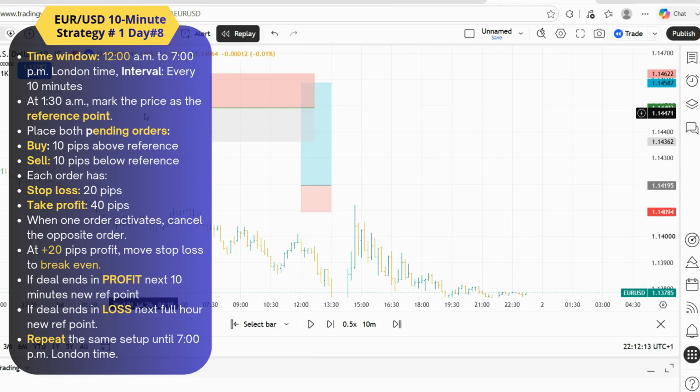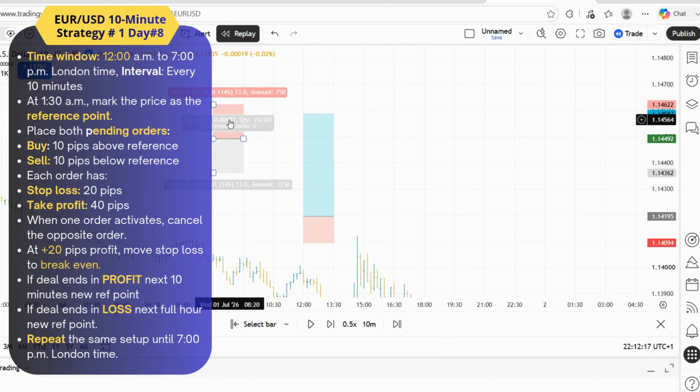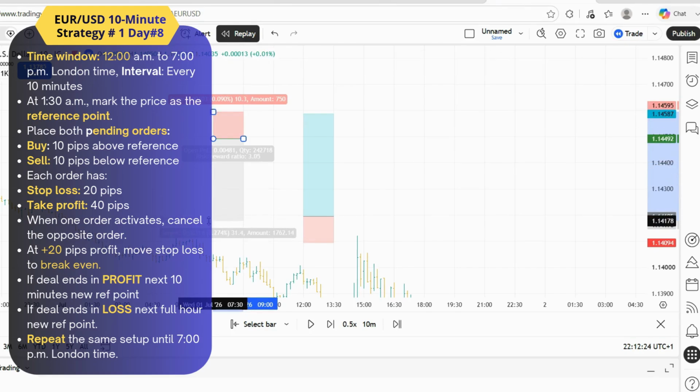Stage 1, preparation and strategy setup. Before the trading window begins, we prepare everything needed to execute the strategy quickly and accurately. To save time, we create 2 order templates in advance. The first template is for a long position. The second template is for a short position.